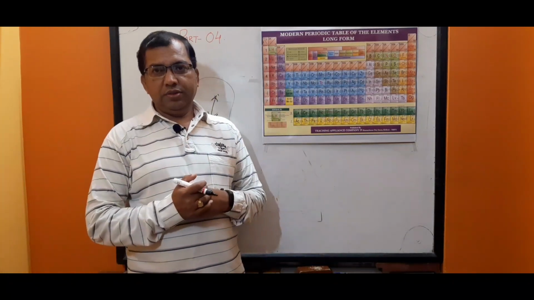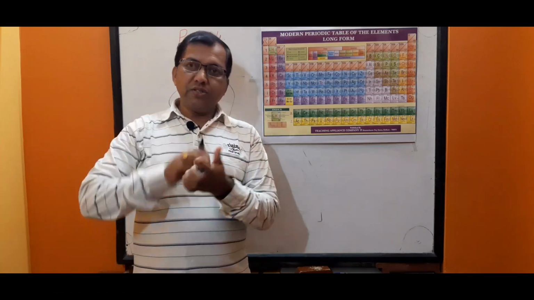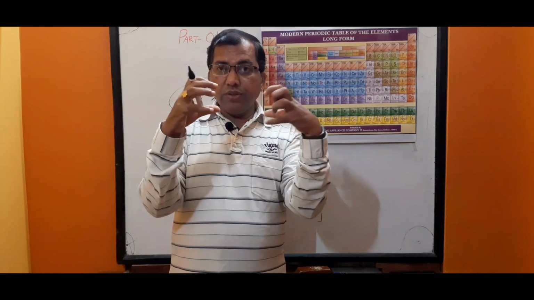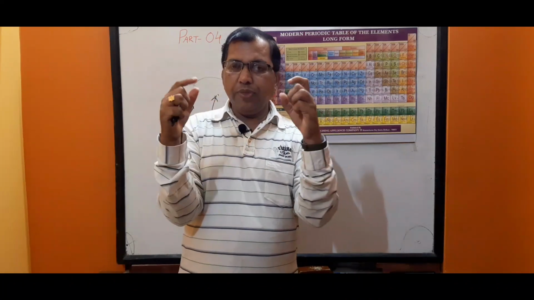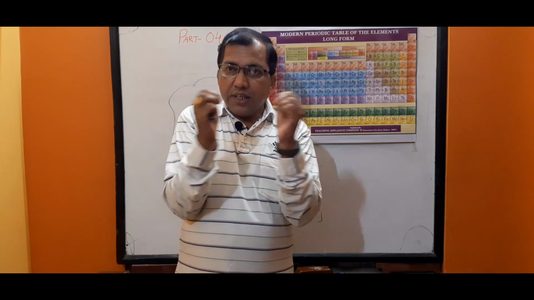So for van der Waals radii, in this case there will be no bond. The atoms will be in molecular state. Suppose two hydrogen molecules, H2 and H2, come toward each other. They cannot form bonds, they will repel each other, so they try to come as near as possible. Just two atoms come closer.